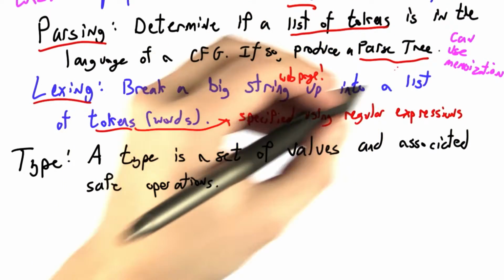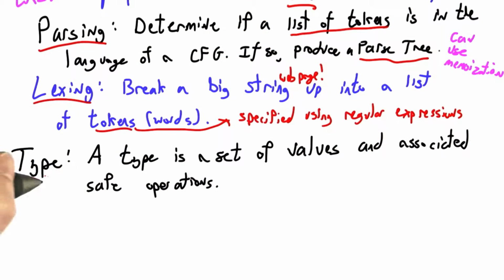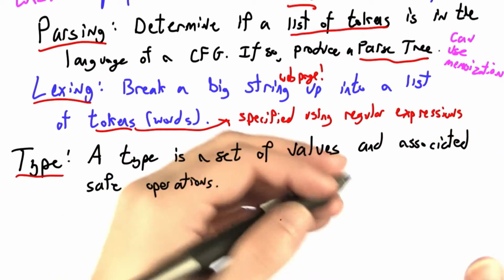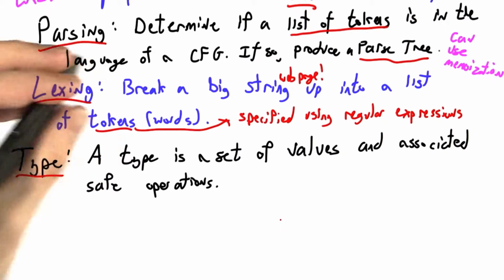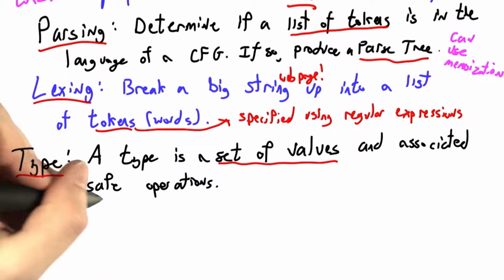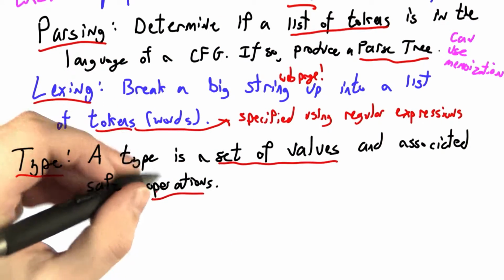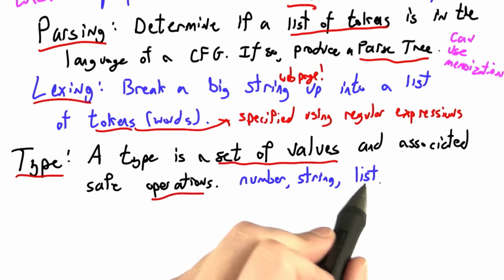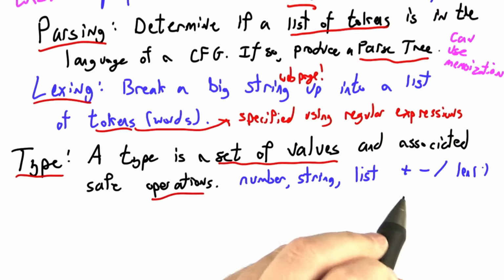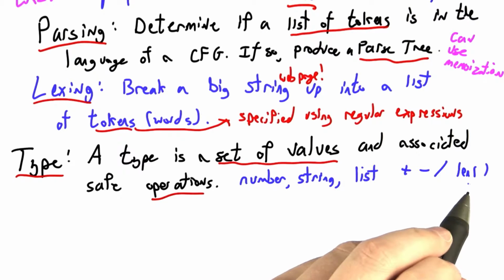Once we have our parse tree, we're getting closer and closer to the meaning of a program. One aspect of program semantics, or program meanings, is the notion of types, that we can classify objects or values like 1, 2, and 3 into groups and say, those are all numbers. So a type is just a set of values and some associated operations that you can apply. So the values might be things like all numbers, all strings, or all lists. And the operations might be things like plus, minus, divide, or length.